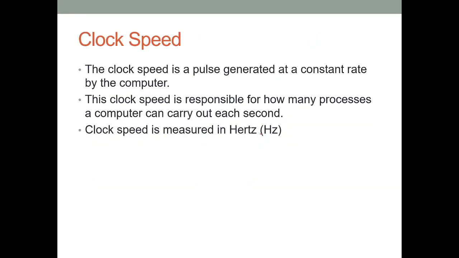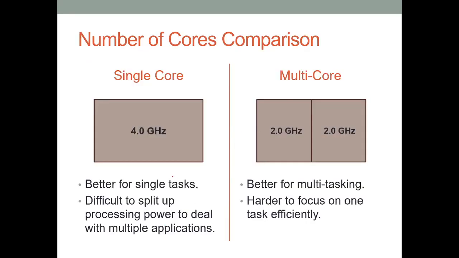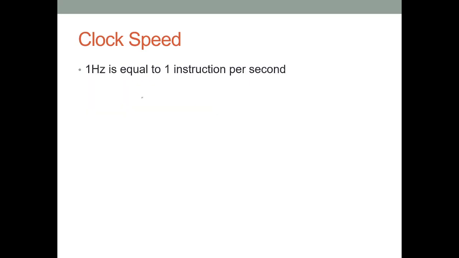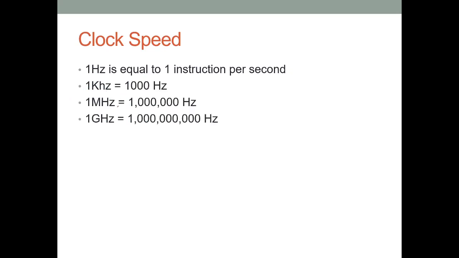So the last thing I want to talk about is the clock speed. Just in case you didn't know, this is kind of revision, maybe I should put this at the start. The clock speed is a pulse generated at a constant rate by the computer. It's measured in hertz, abbreviated as Hz. And 1 hertz is equal to 1 instruction per second, and then you've got kilohertz, which is 1,000, megahertz, and gigahertz, which is 1 billion.